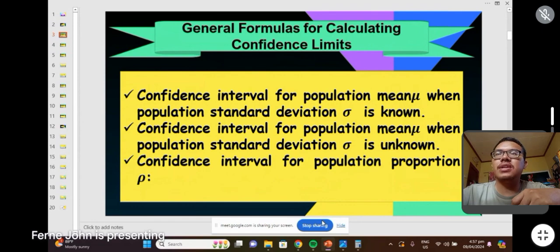First, we have the confidence interval for population mean when population standard deviation is known. Second, the confidence interval for population mean when population standard deviation is unknown. Lastly, the confidence interval for population proportion. So in order for us to calculate the confidence limits, we will use the formulas of confidence interval.